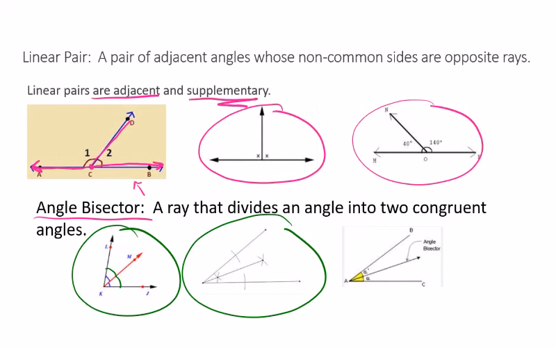Here's another one that gives you a clear image of two congruent angles formed by this angle bisector. So an angle bisector is a ray that divides an angle into two congruent angles, just like a segment bisector divides a segment into two congruent segments.